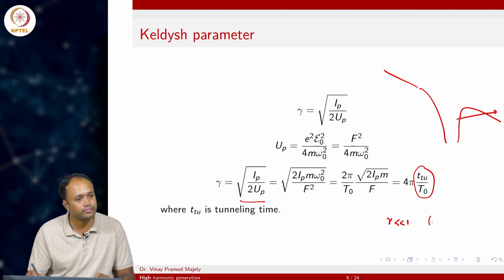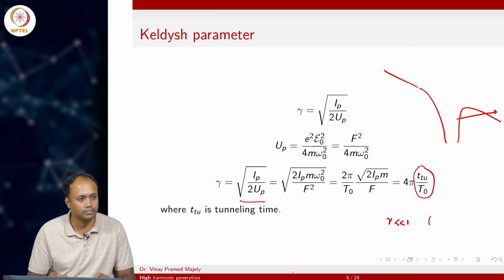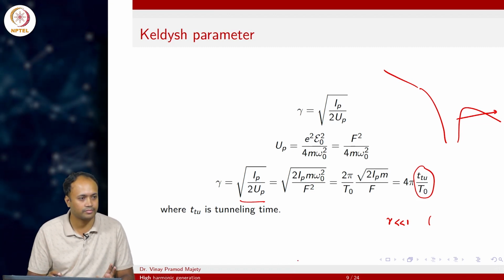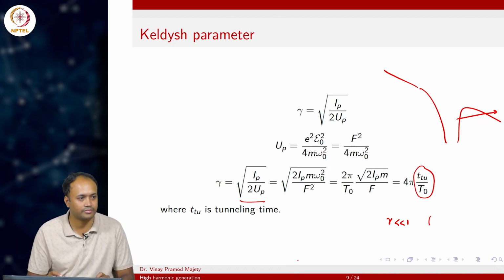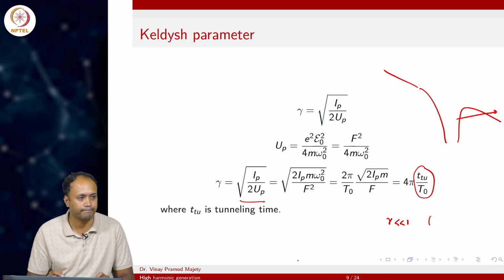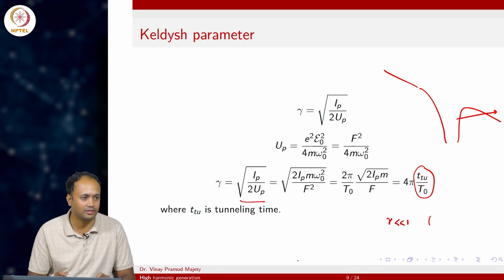So this ratio tells us that when gamma is much less than 1, it is predominantly tunneling. But even if it is large, there will always be some point where the potential is still bent on either the left or the right, and it can tunnel. It can happen on both sides. So even if T naught is much larger than T_TU, at that instant the electron can tunnel through either side, since the field keeps changing.